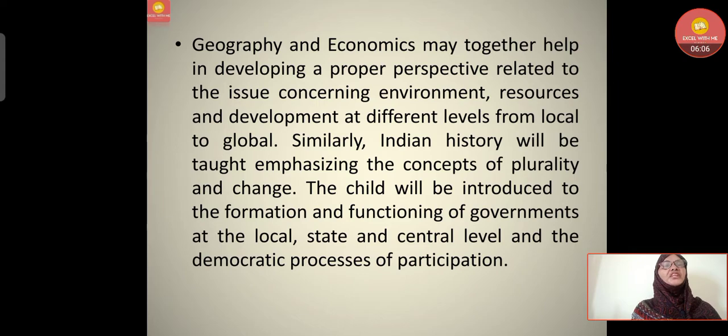The child will be introduced to the formation and functioning of governments at the local, state and central level, and the democratic process of participation. Obviously, they should understand what is our government, what are the levels of the government, how government works. Otherwise, all the questions arise in their mind which should be answered.